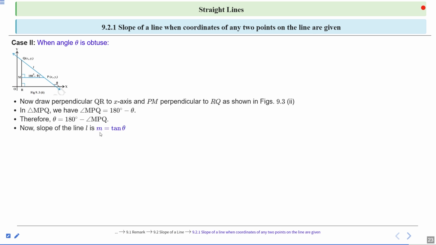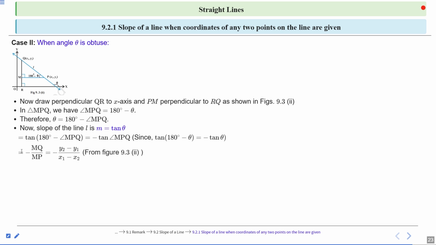Now the slope of the line L is m equal to tan theta, so tan of 180 degree minus angle MPQ. Since we know tan of 180 degree minus theta is minus tan theta, we get tan of 180 degree minus angle MPQ equal to minus tan angle MPQ. This is equal to minus MQ by MP. Here MQ is y2 minus y1 and MP is x1 minus x2. So minus of y2 minus y1 divided by x1 minus x2. Therefore m is equal to y2 minus y1 divided by x2 minus x1.